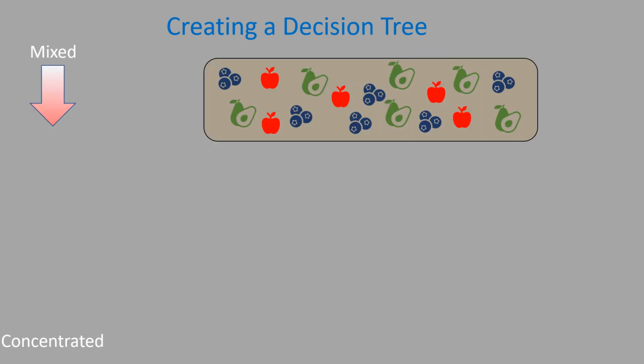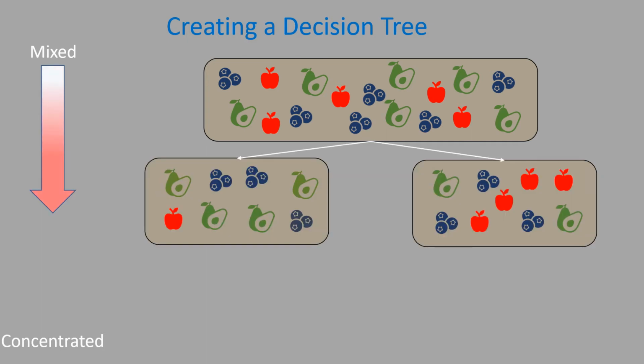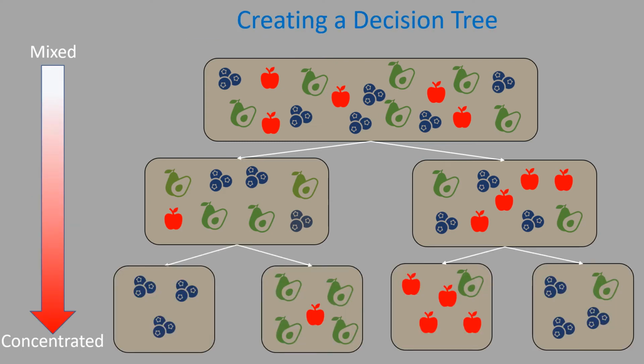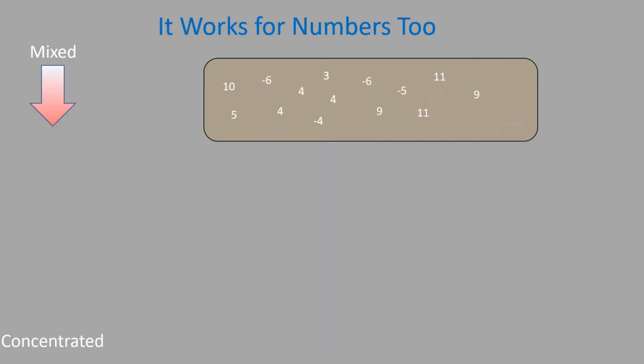Now I'm going to talk about how decision trees are actually made. The main idea is to take data that's mixed in the target variable and to break it out into buckets that are more concentrated. Which piece of data goes to which bucket, of course, is decided by the answer to a binary question. The ultimate goal here is to create a set of decision rules, or decision tree, that classifies the data well without overfitting. Decision trees have a similar process that works for numbers as well.